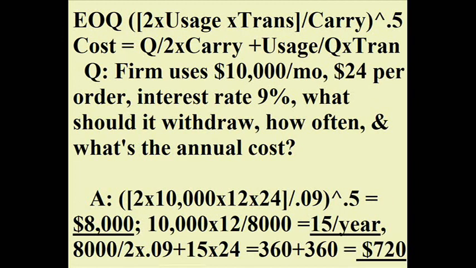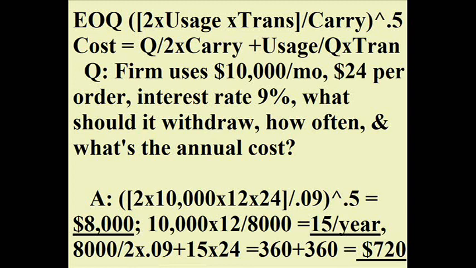Time for our new topic. The economic order quantity tells you how much you should withdraw, store, and even for you just-in-timers, it tells you how frequently your just-in-time deliveries should be. Mnemonic trick here is King Tut overseas, 2 times the usage times the transaction cost divided by the carrying cost, could be in units or percent, all taken as a square root.